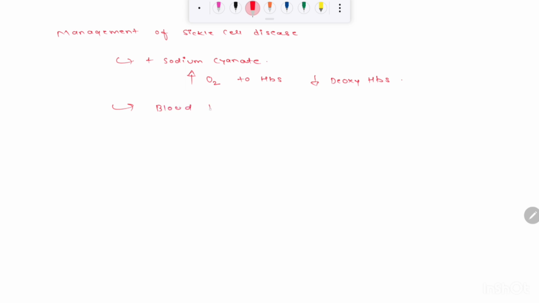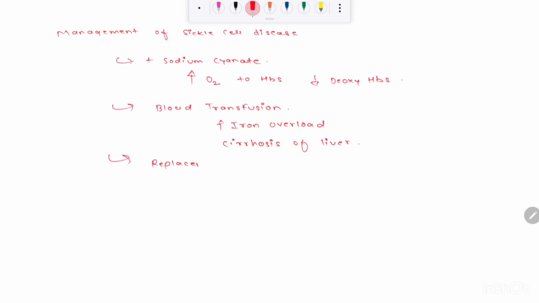So management of sickle cell anemia includes administration of sodium cyanide, which inhibits sickling in the erythrocyte, as cyanide increases oxygen affinity to HbS, lowering the formation of deoxy-HbS. However, there are certain side effects like peripheral nerve damage. So, in patients with severe anemia, blood transfusion is required, but this blood transfusion increases the risk of iron overload and can lead to sclerosis of liver.